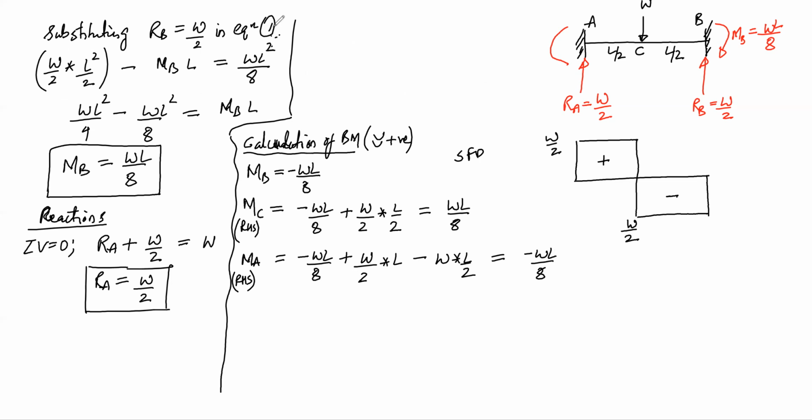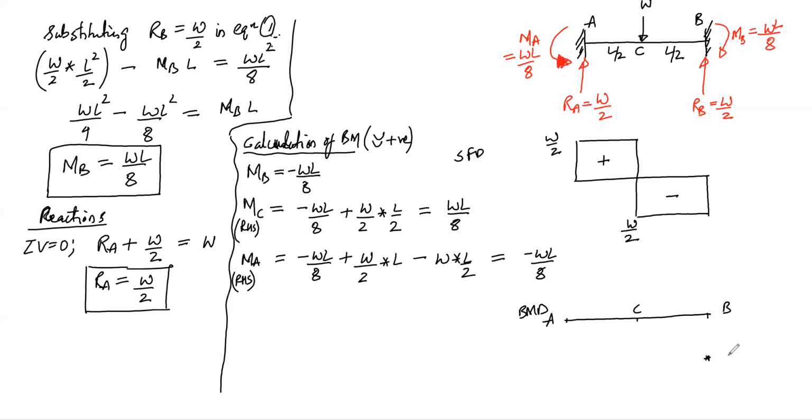So this moment is hogging, and the value is WL by 8. So hogging WL by 8, so it is minus WL by 8. So now we know moments at all the points. So you can draw the BMD. So this is your reference. So this is point A, point B, and point C. So at point B, it is minus WL by 8.